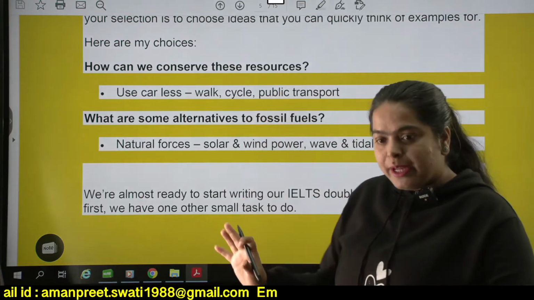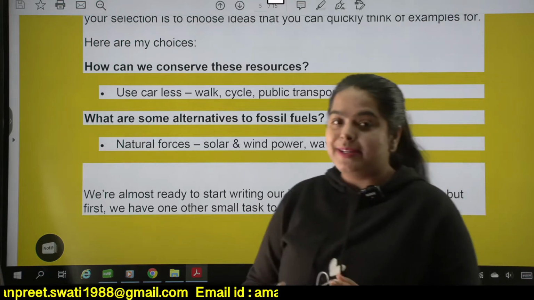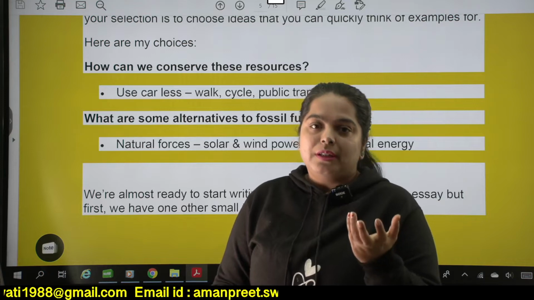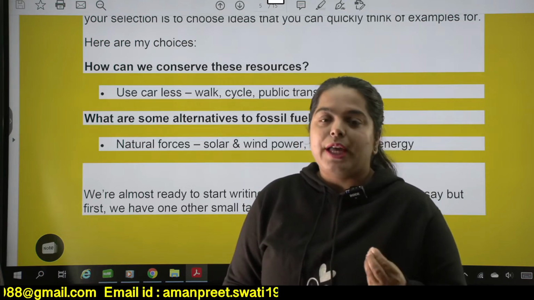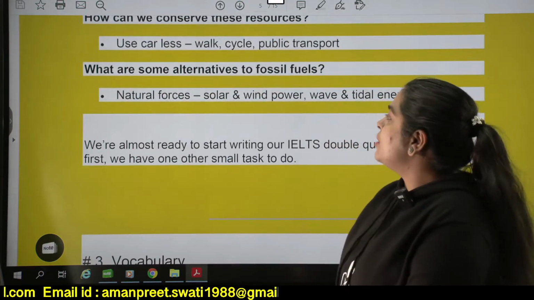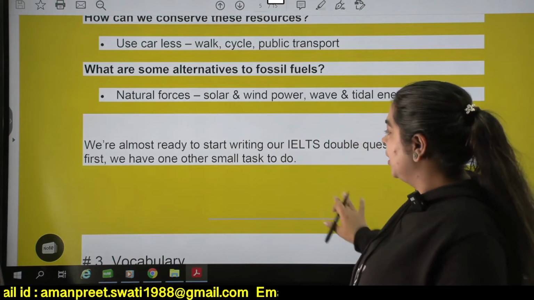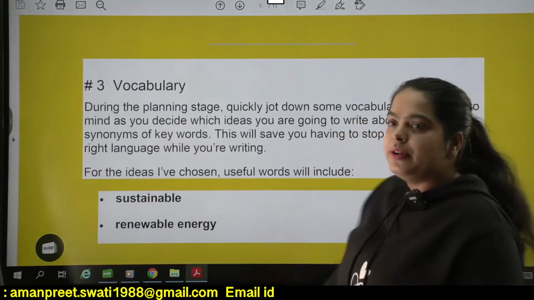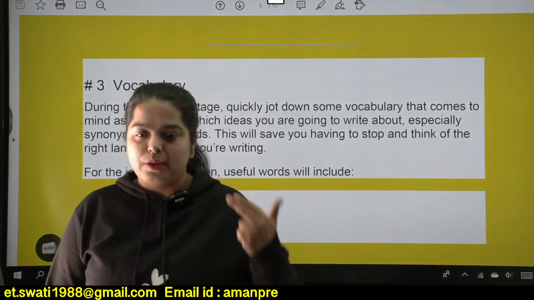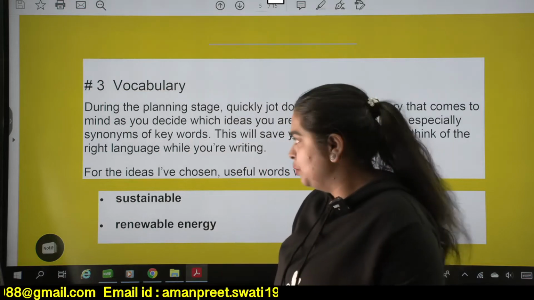So just take one point and explain it in a detailed manner. Do not incorporate too many points, as it is difficult for the examiner to take out the nutshell of what you are actually talking about. Now, some alternatives to the fossil fuels: natural forces, solar, wind power, wave, tidal energy. Okay, now you are already well versed with this aspect. How to answer it? Introduction, main body paragraph 1, which is also referred to as the second paragraph, the third paragraph, and the fourth paragraph, which is related to the conclusion.